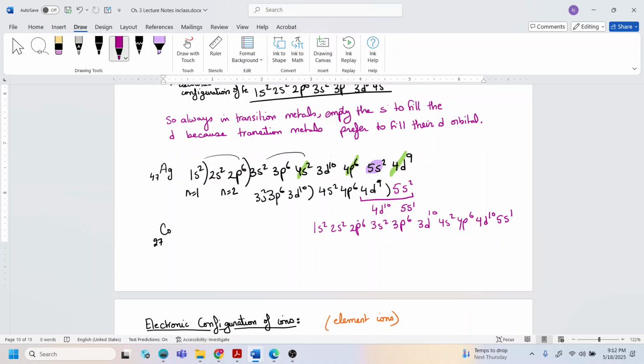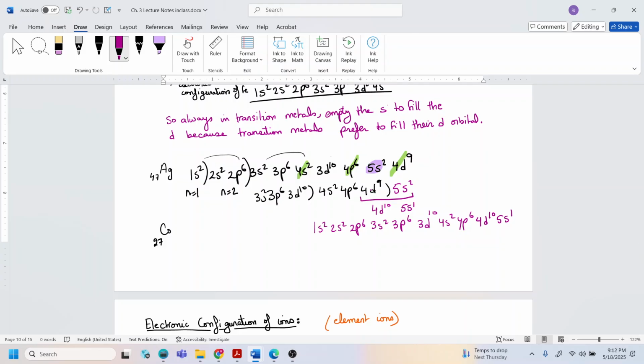Okay, so always remember transition elements. You have to arrange the shells into n equal 1, n equal 2, n equal 3, and then empty the s orbital. Always empty the s shell or the s orbital in order to fill the d orbital. So empty the s to fill the d orbital.